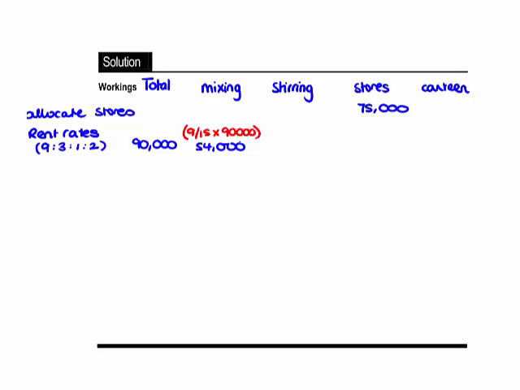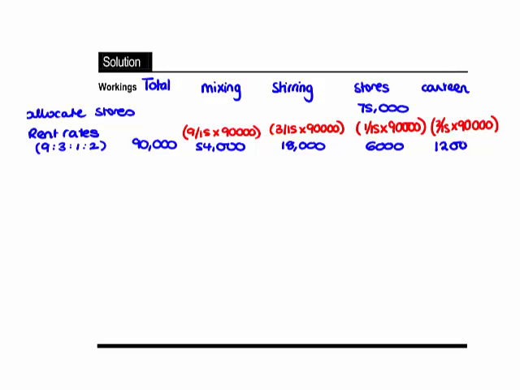So 60% then of the factory is the mixing department, so it will get 60% of the costs. We then do the same for each of the other departments. When you're first getting to grips with this, you might find it helpful to write down the proportions, but some people will be able to see it much easier depending on how confident you are with the maths. The exam isn't too time pressured, so you do have enough time to write down the workings and get it right rather than rushing through it. So for the stirring department we've got 18,000, for the stores department we have 6,000, and for the canteen we have 12,000. And that comes back to our 90,000.